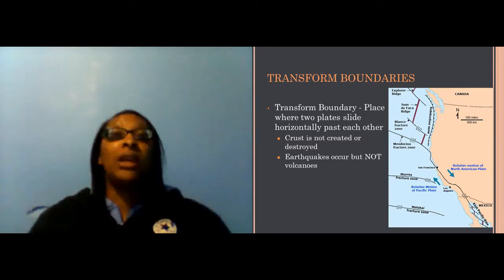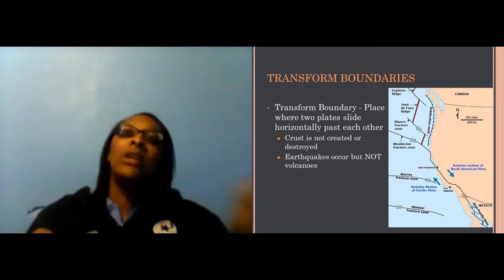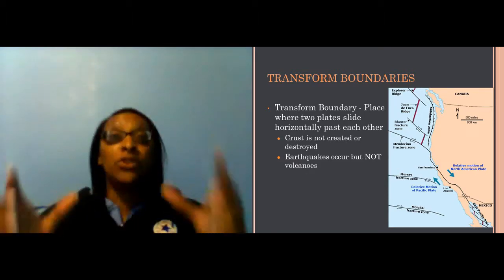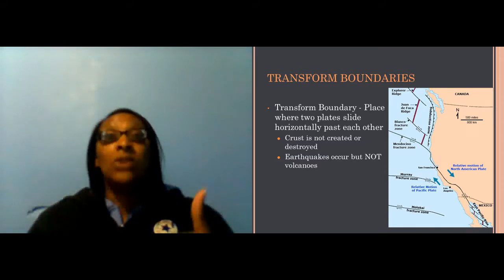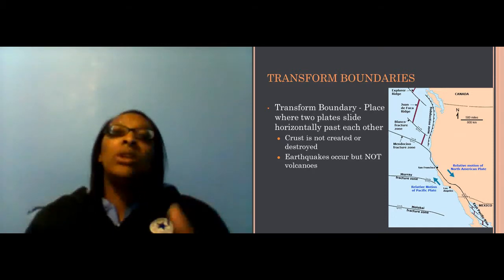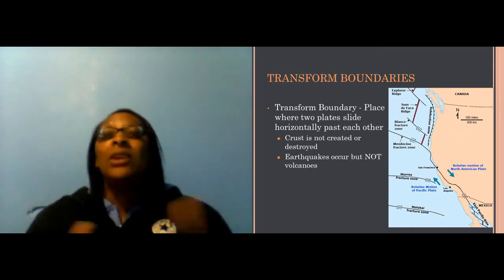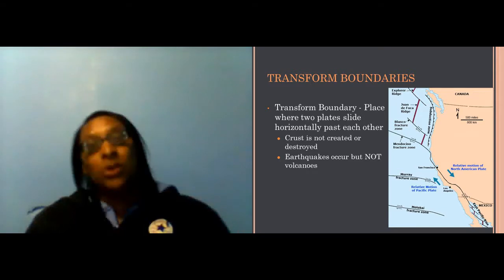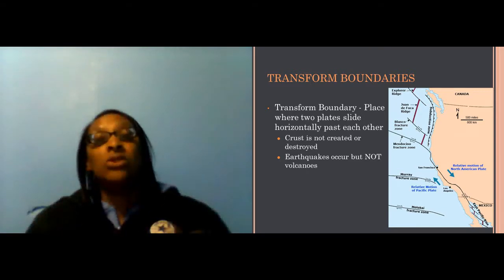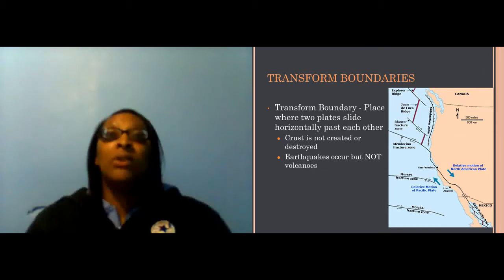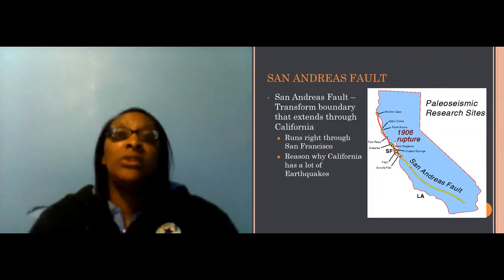Now, once it spreads out, it has to go somewhere and get destroyed, because remember, our Earth doesn't expand. So it gets destroyed at the convergent plates, at the trenches. So crust is created at the ridges, destroyed at the trenches, with convergent plate boundaries. With your transform plates, they're not creating or destroying either one of those. Matter of fact, they don't create anything other than earthquakes. That is the only thing that transform boundaries are solely responsible for. Not even volcanoes. Alright, so the San Andreas Fault.